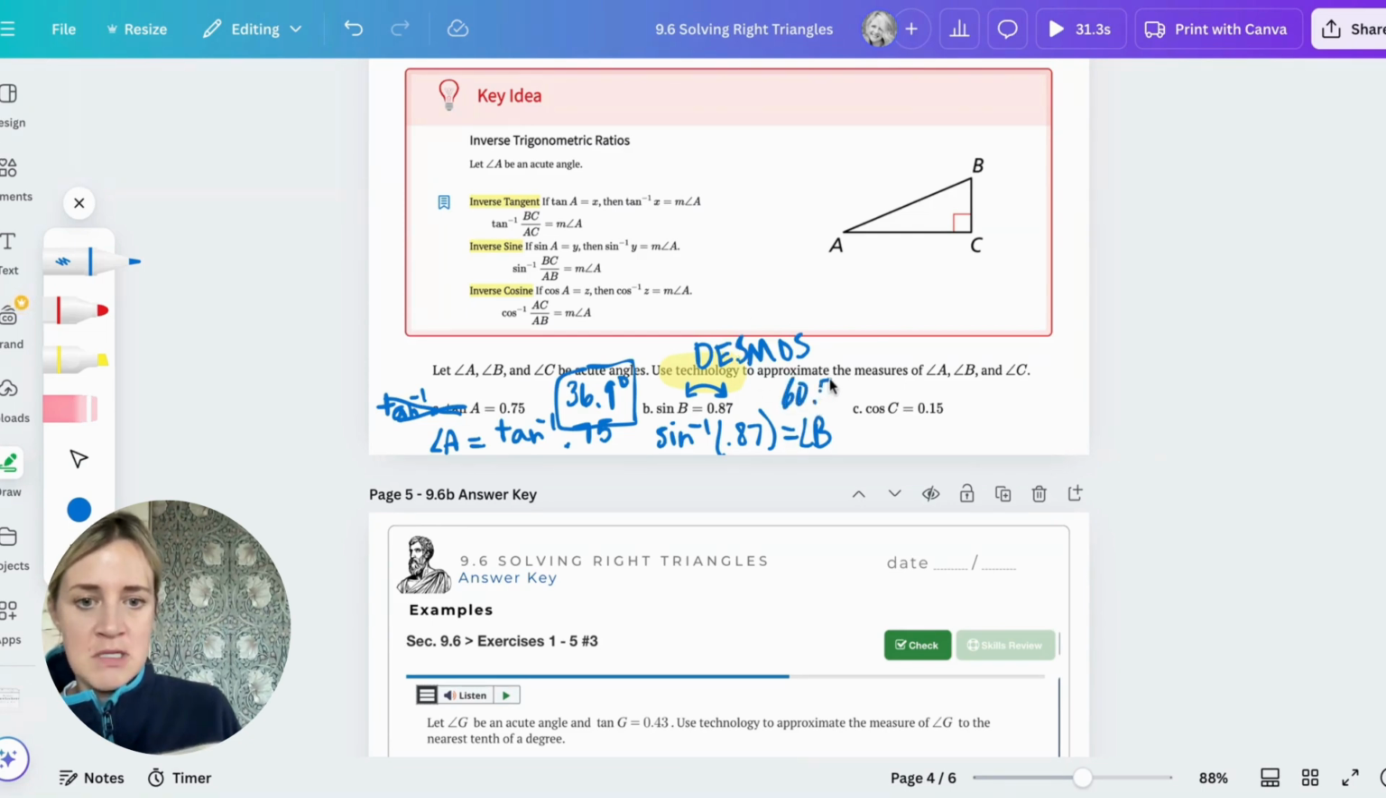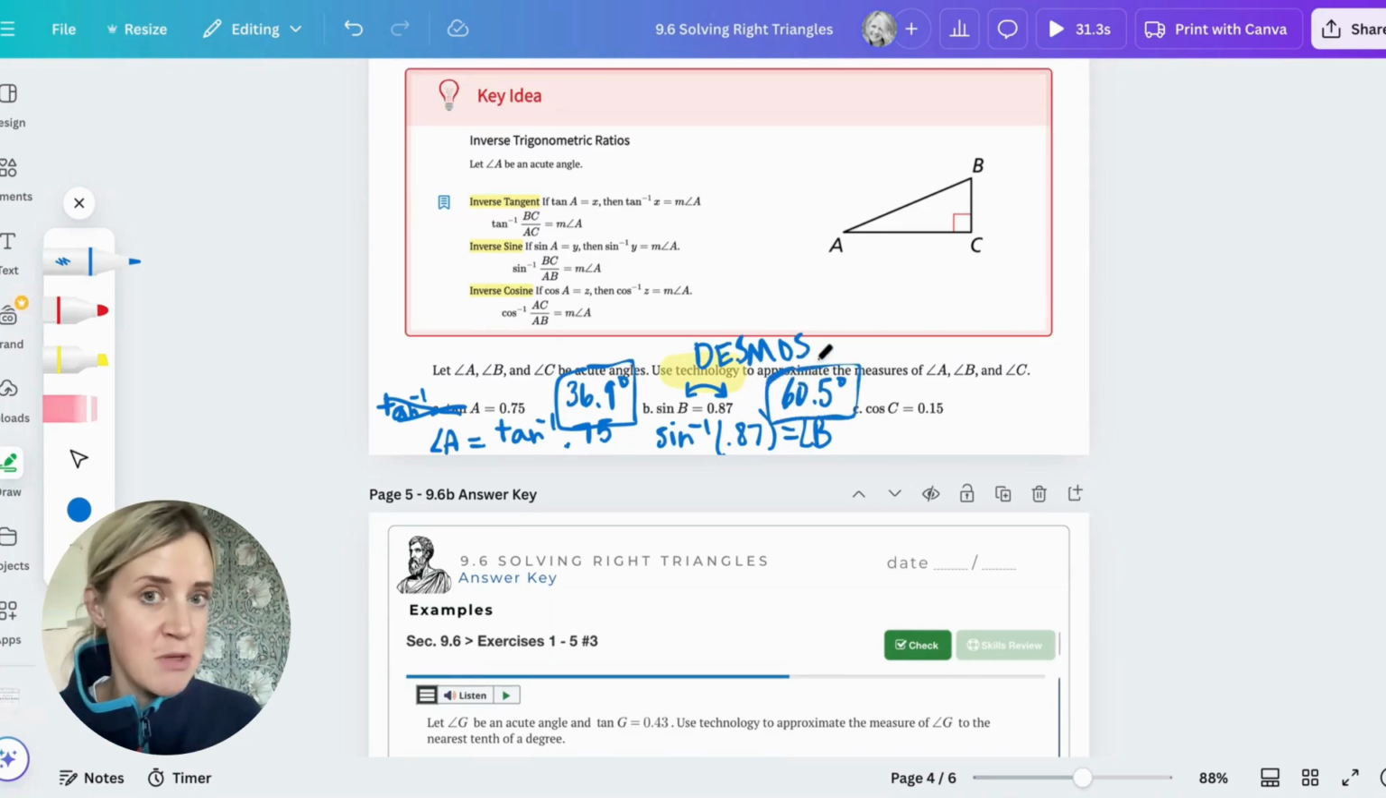If you're getting all different numbers when you put it in, it is probably because your calculator is in radians. So please make sure, if you're using Desmos, that the degree is in blue. If you're using a calculator, make sure your calculator doesn't say radians in the corner somewhere. Change the mode to degrees.